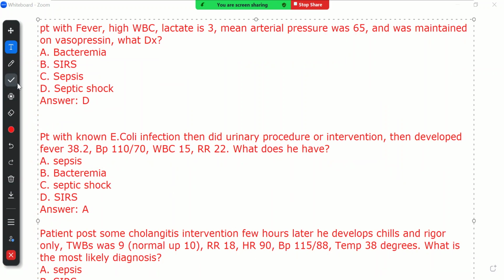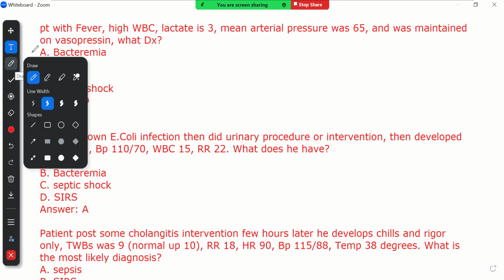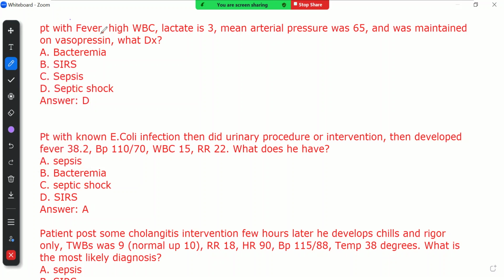All of these questions appeared on the same day in the same exam. We will solve them, and by the end of this, you will understand the difference between SIRS, sepsis, septic shock, bacteremia, and so on. First question is about a patient with fever, high white blood cells.